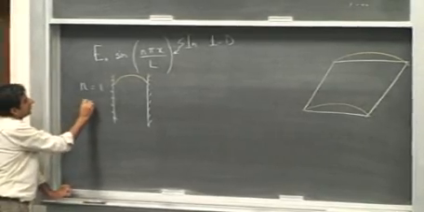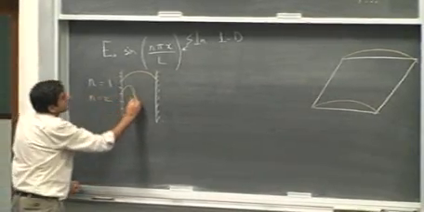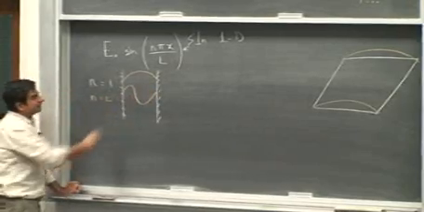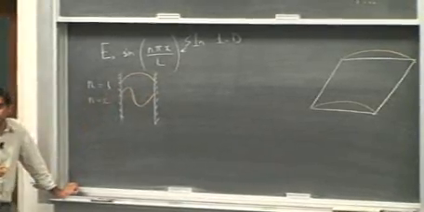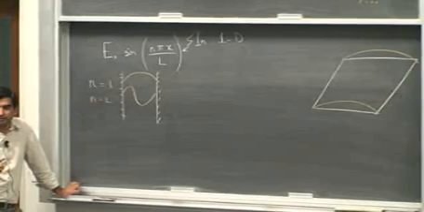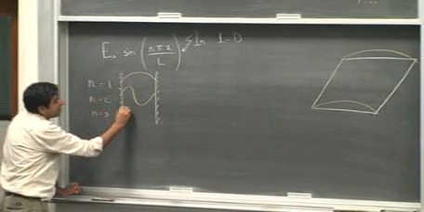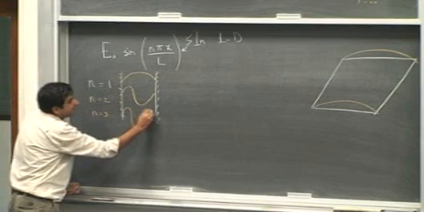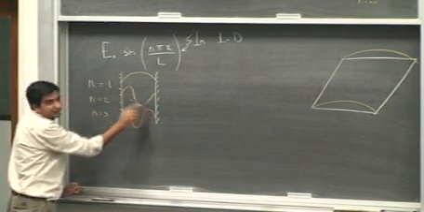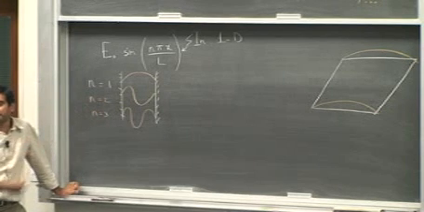If n equals 2, your standing wave pattern looks like this. There are two antinodes. When n equals 3, there are three antinodes. 1, 2, 3. These make the standing waves.